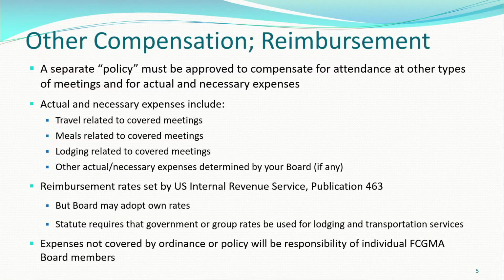So as I just said, a separate policy must be approved to compensate for additional types of meetings as well as for actual and necessary expenses. The statute authorizes reimbursement of the following types of actual necessary expenses. They're pretty common: travel, meals, lodging, and other expenses related to the meetings for which compensation would be paid. The statute allows your board to set rates of compensation. In the absence of setting rates, the default is the U.S. Internal Revenue's reimbursement rates for meals, lodging, and travel.